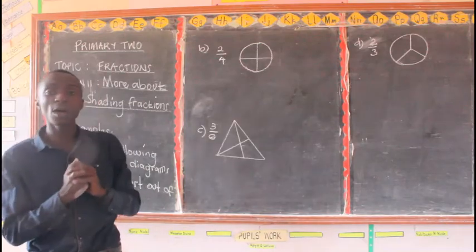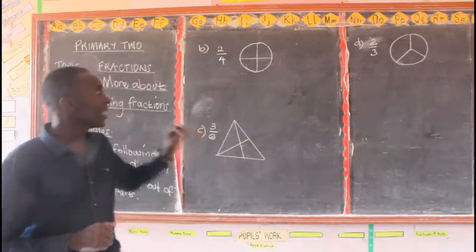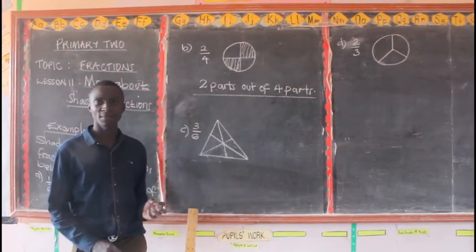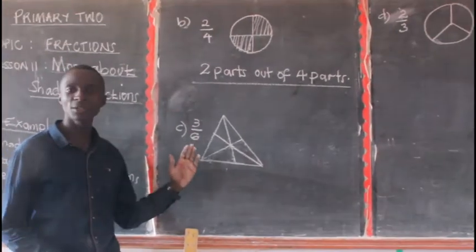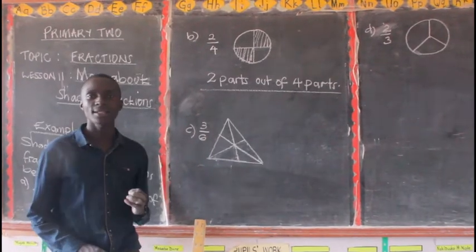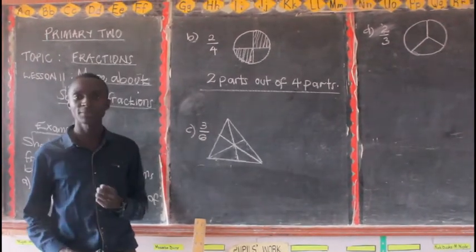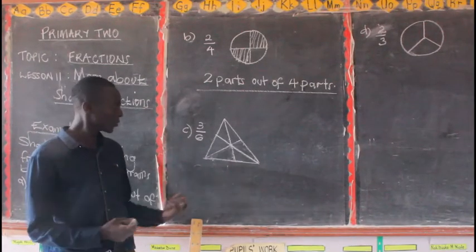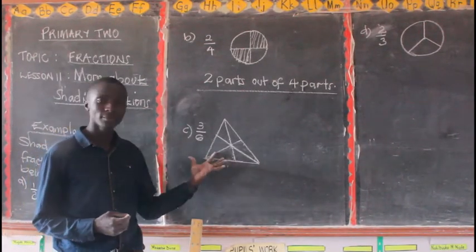Part B is saying 2 out of 4. Let us see here, we are going to shade 3 out of 6, or 3/6. That's how we can read this fraction. We are going to shade 3 out of 6. How are we going to shade this figure?